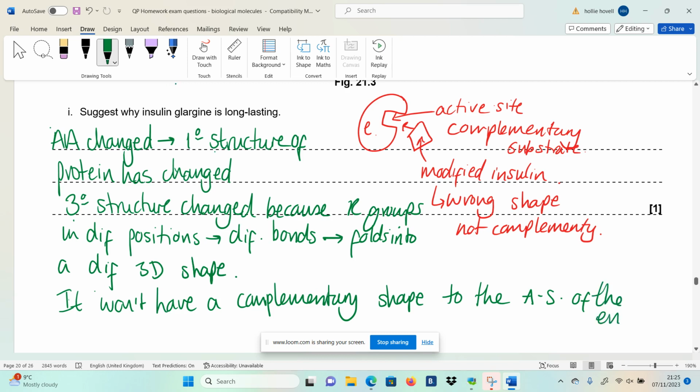Of the enzyme. So if the shape of this substrate, now it's been modified, has folded into a shape where it no longer fits, where it's no longer complementary to the active site, then you're less likely to get enzyme substrate complexes, and therefore it's less likely to be broken down.